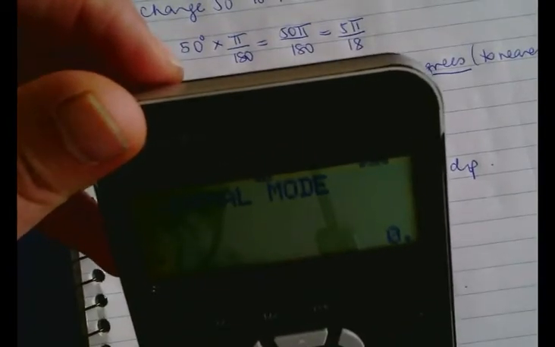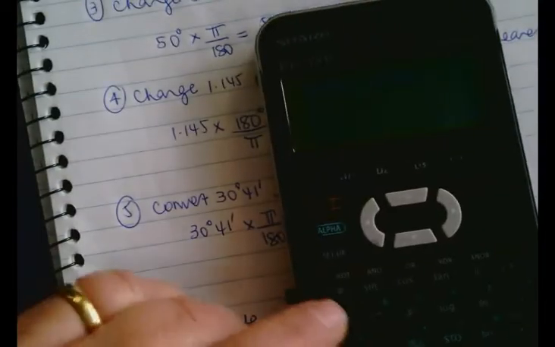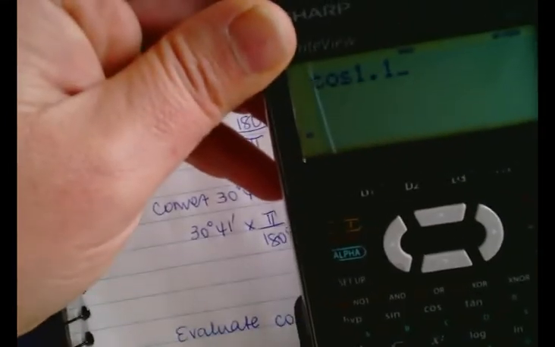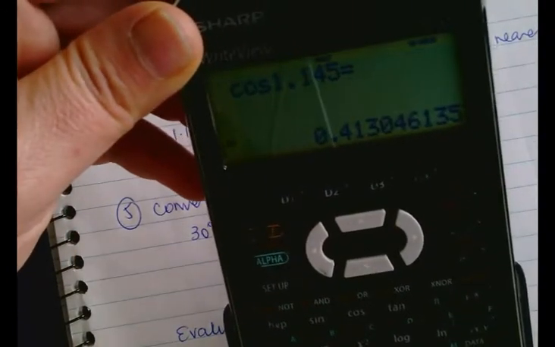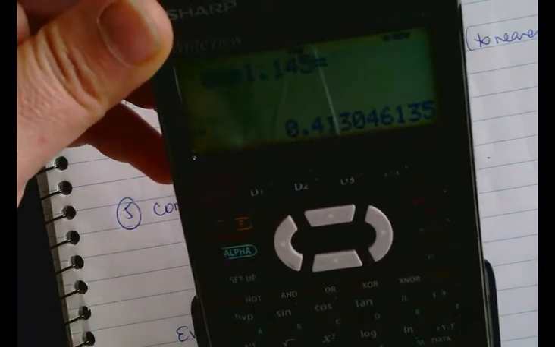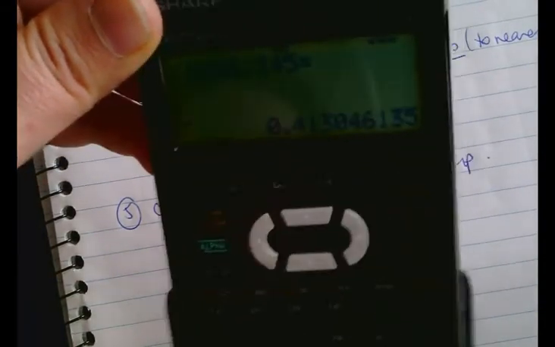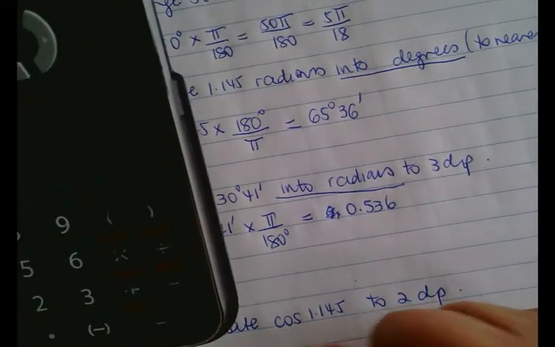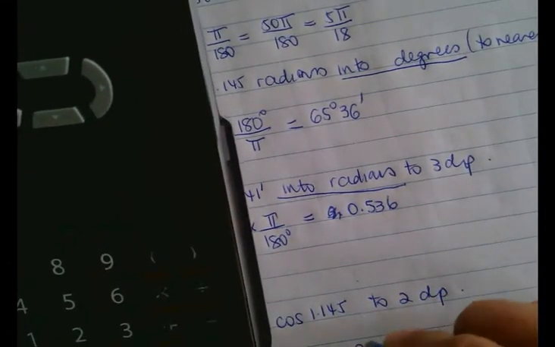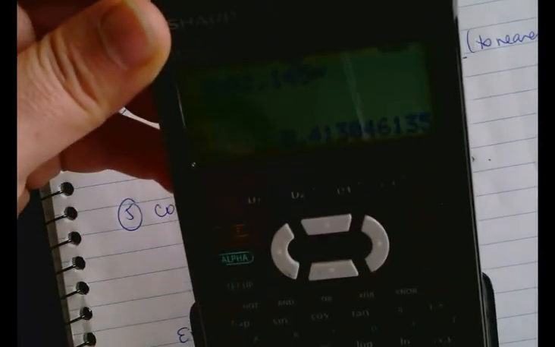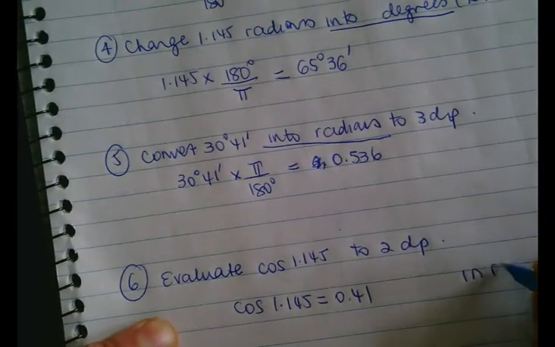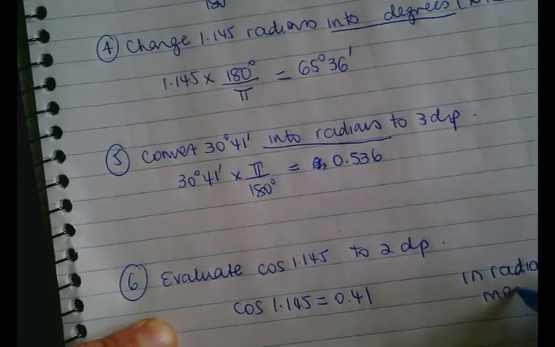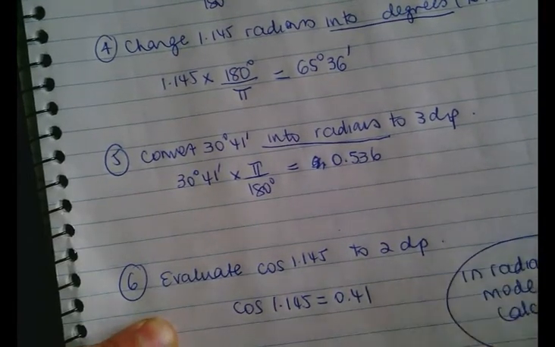You know how you go degrees, and then you go cos. You'll see the screen. Cos of 1.145, so you have to be in radians mode if it's saying something like cos of 1.145, and I get 0.413. 0.41 to 2 decimal places. But if you see a question like this, you must be in radians mode in your calculator. I will send you homework.